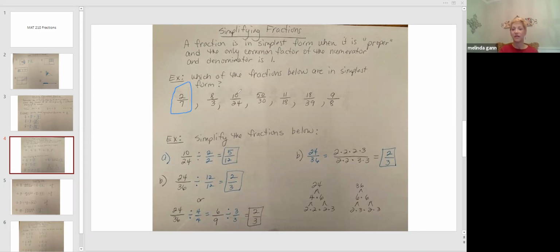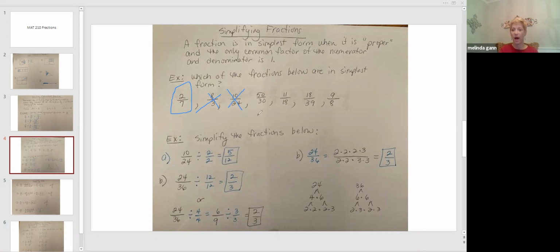Do you understand that 2 will go into 10 and 2 will go into 24? So they have a common factor of 2. And the only common factor they can have in simplest form is 1. All right. So that one's not in simplest form. And this one's not in simplest form. Okay. What about this one?